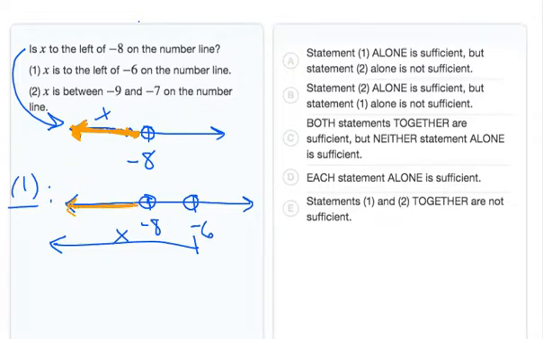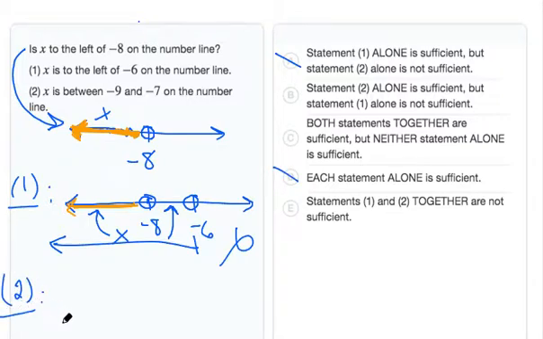Now let's consider the possible values for x. X could be somewhere in here, like -7, in which case the answer to the question would be no, it is not in the orange portion. But x could be like -10, and it could be in that portion, in which case the answer would be yes. So we don't have enough information to definitively answer the question, because sometimes it may be in that range and sometimes it may not be. It depends on the actual value. So this statement alone is not sufficient, and we can eliminate answer choices A and D. Now we'll check statement 2.